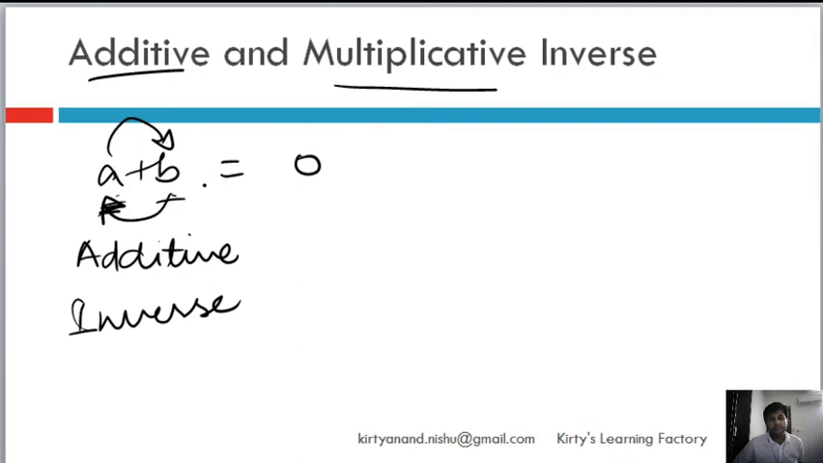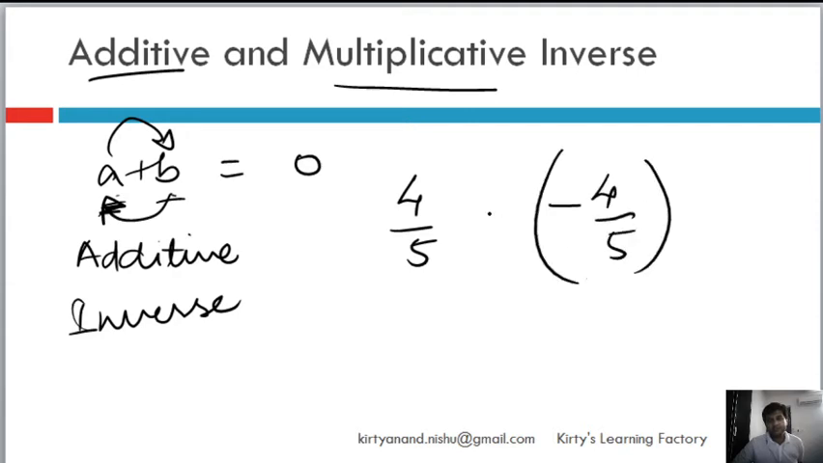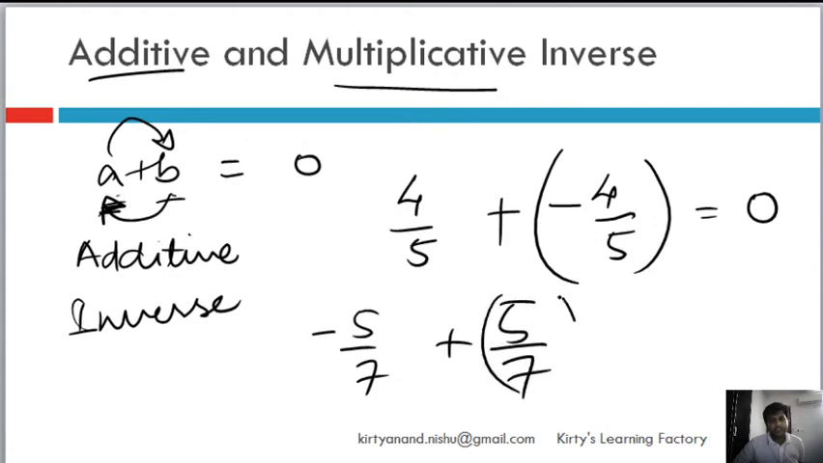And a simple way of finding it: if you get a positive number, let's say 4 by 5, what will be the additive inverse? It will be minus 4 by 5, because when you add both these it will be equal to 0. And if we get a negative number, let's say minus 5 by 7, what will be the additive inverse? It will be 5 by 7. So that's as simple as it gets.